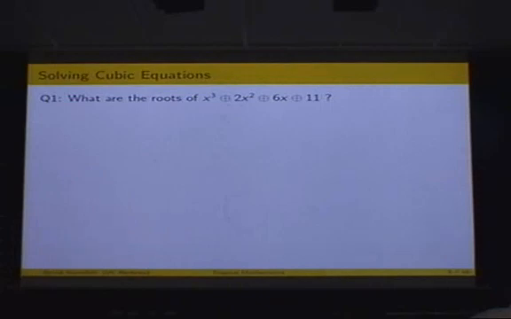Pardon me? Minus 2. Well, let's try. So let's plug in minus 2. So to be a root means that the minimum is attained twice. So let's plug in minus 2.